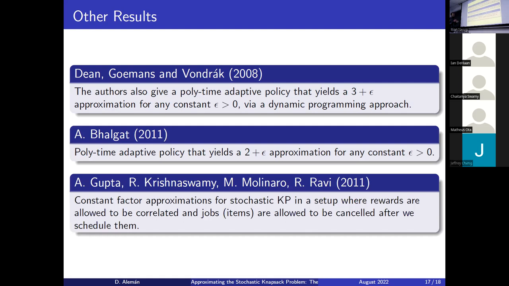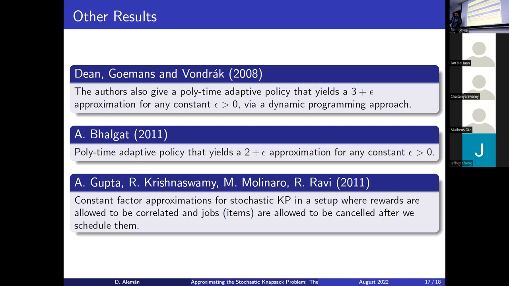There are also some other setups that I didn't mention, and these authors consider Gupta, Krishnaswamy, Molinaro, and Ravi. They give constant factor approximations for the stochastic Knapsack problem in a setup where rewards are allowed to be correlated. And jobs, if we view the items as jobs that are meant to be scheduled in a machine one by one, are allowed to be canceled after we schedule them.